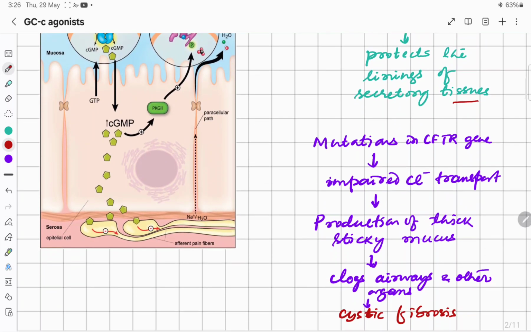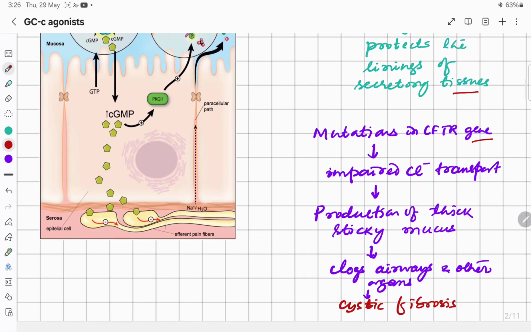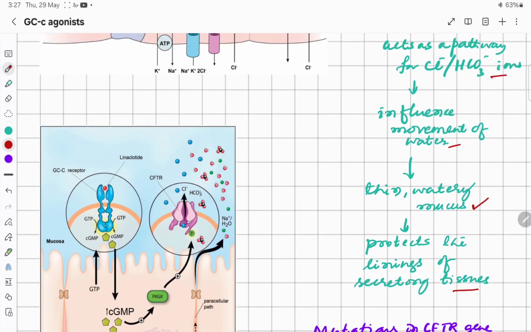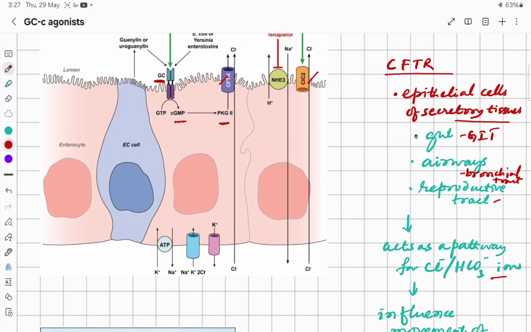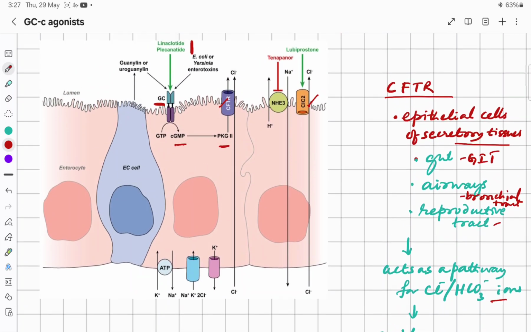If there is a mutation in the CFTR gene, then there will be impaired chloride transport. That produces thick, sticky mucus, which clogs the airways and other organs, and that condition is called cystic fibrosis. So that's why this is known as CFTR, and this CFTR is associated with chloride and bicarbonate secretion into the lumen in the case of the GIT.